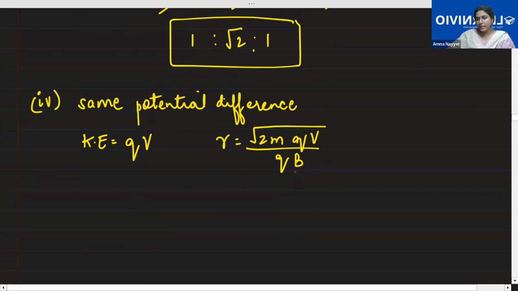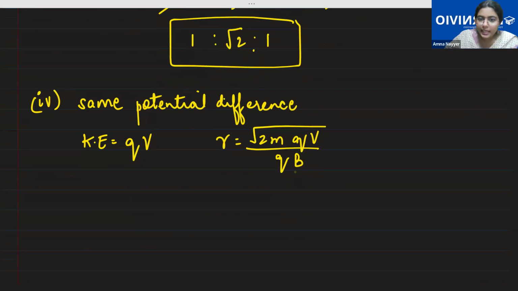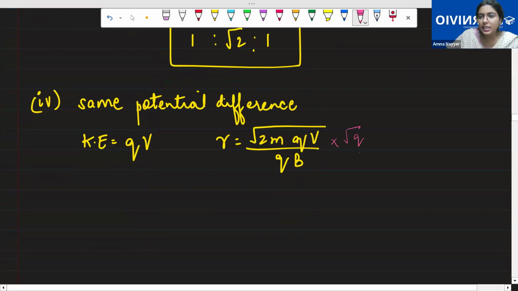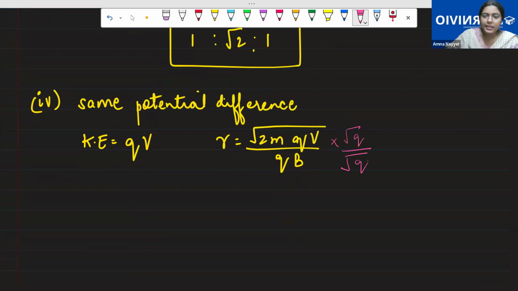Now let's do one thing, class. Charge is coming above also, charge is coming below also. Let's multiply and divide it by root Q to rationalize it. Now root Q into root Q is Q. Q will be cancelled. So what do we get? We get this is equal to 2mv by QB.